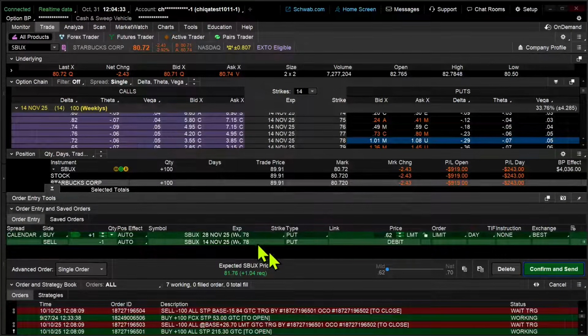And here's what that order looks like. Same strike, and it creates a calendar spread. Now, right now, our net debit in the trade is 62 cents. Times 100 shares, $62.